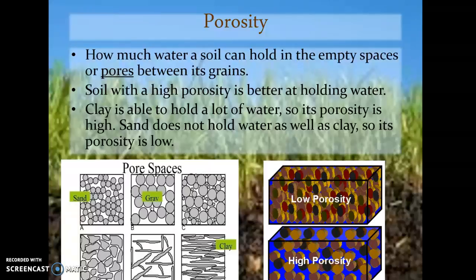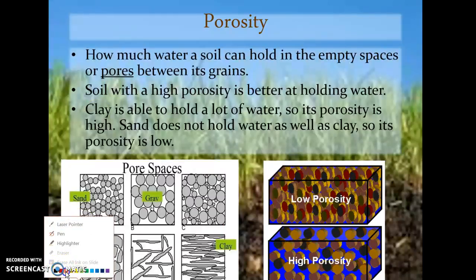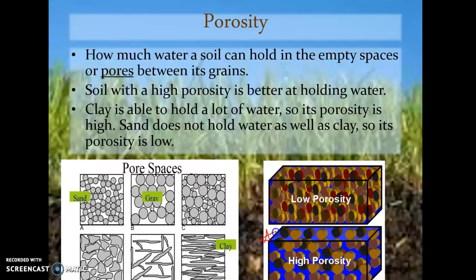So scientists also use the word porosity to describe soil. So porosity is how much water a soil can hold in its empty spaces or pores. Those empty spaces are called pores between the grains. Soil with a high porosity is better at holding water. So for example, the soil down here has a high porosity because the particles are far apart and there's lots of water between them. So this example would be like clay. Clay is able to hold a lot of water because it has a lot of spaces between its particles.